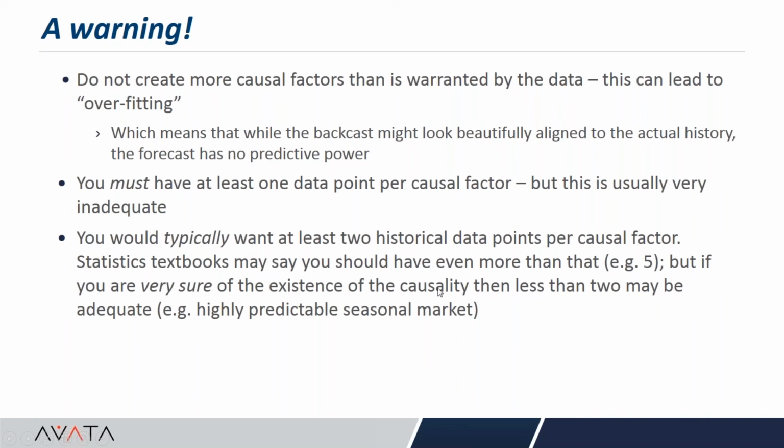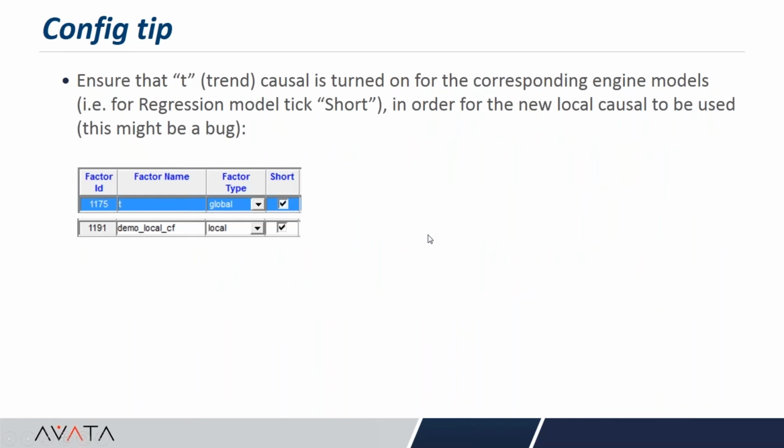So statistics textbooks may actually tell you that you should have even more than 2 historical data points per causal, maybe around 5 or even more than that. But if you're really sure of the existence of the causality, then you can use less than that. Maybe just 2 would be adequate in that case, if you have a really highly predictable seasonal market and you're really sure of it. But that's just a warning.